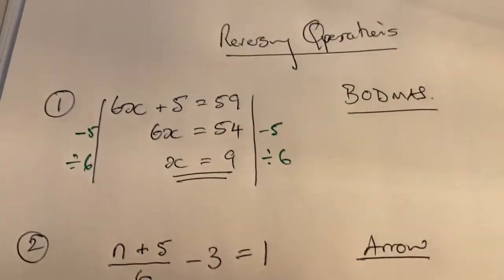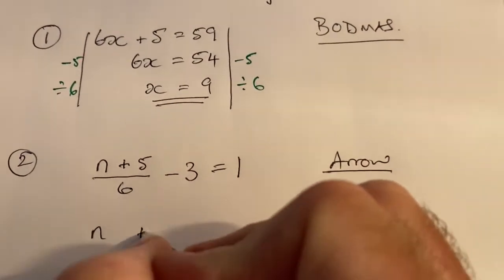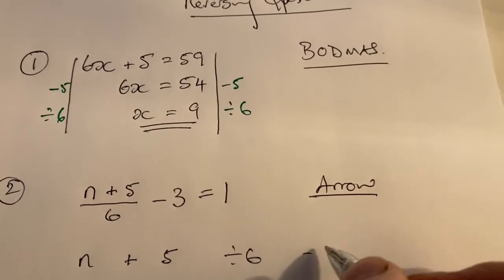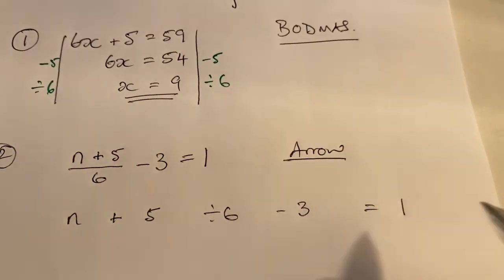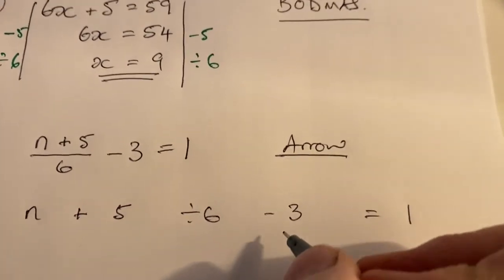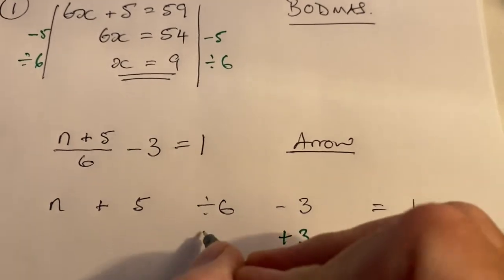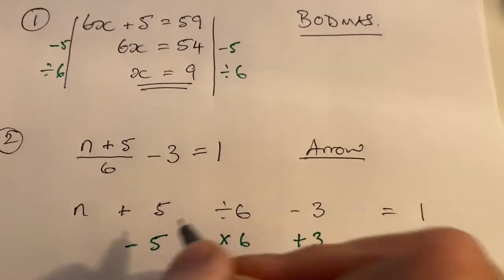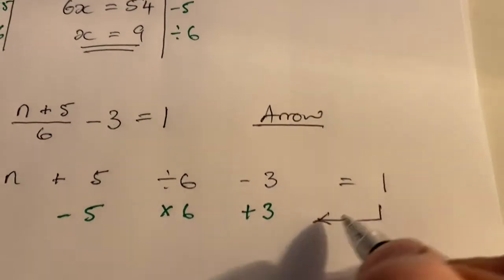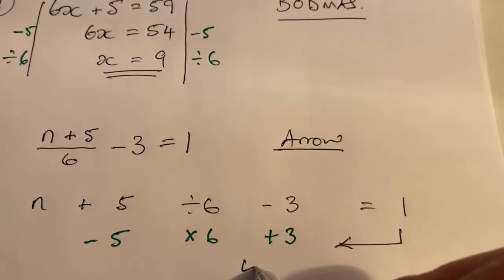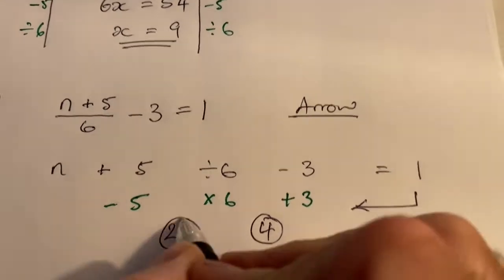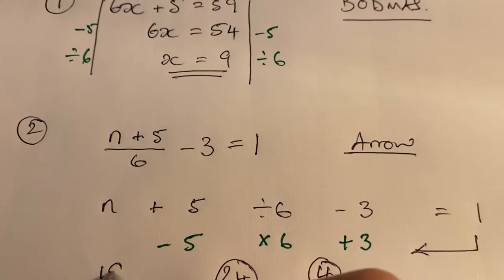Let's set it all up: n plus 5, divided by 6, take away 3, equals 1. What I'm going to do is go the other direction, doing the opposite operations: add 3, times 6, take away 5. So kind of going backwards. I start with my 1, and I add 3 to make 4. I times by 6 to make 24. Then I take away 5 to make 19.